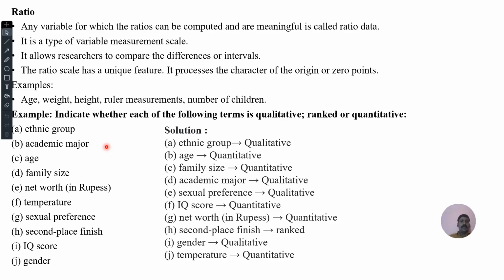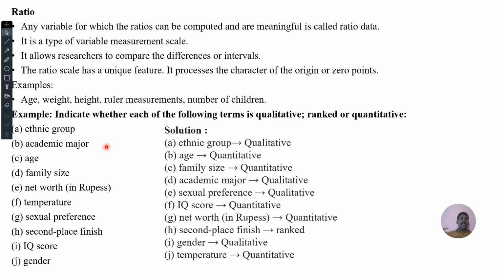Temperature is quantitative data. It belongs to the interval scale. For example, this morning at 8 o'clock the room temperature is 20 degrees, at 12 o'clock 15 degrees, at 1 o'clock 70 degrees. Here we can measure the temperature.